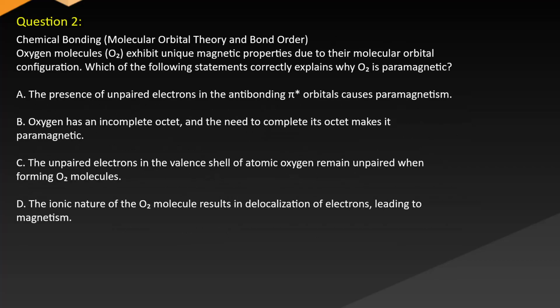Question 2. Chemical bonding, molecular orbital theory and bond order. Oxygen molecules, O2, exhibit unique magnetic properties due to their molecular orbital configuration. Which of the following statements correctly explains why O2 is paramagnetic?